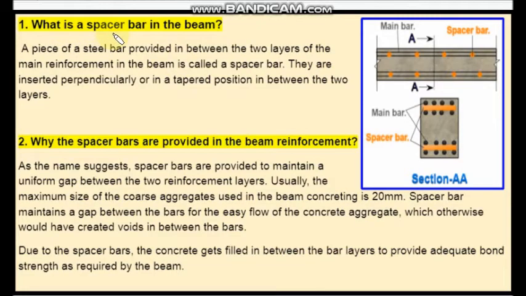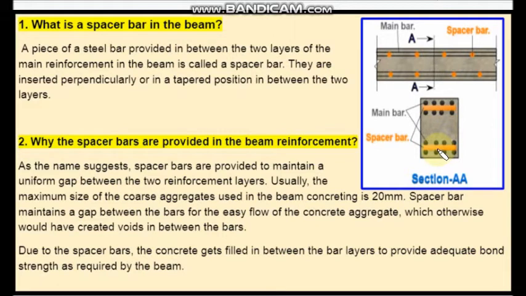What is a spacer bar in a beam? A piece of a steel bar provided in between the two layers of the main reinforcement is called a spacer bar. They are inserted perpendicularly or in a tapered position in between the two layers of main reinforcement. Okay, just here, this is a spacer bar. This and this, both in top and bottom reinforcements, are called spacer bars.